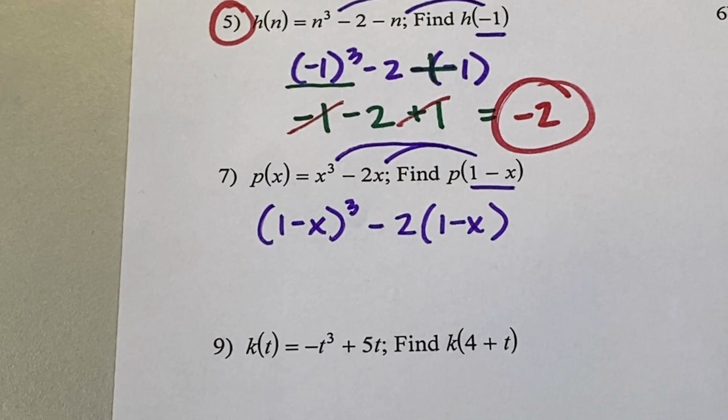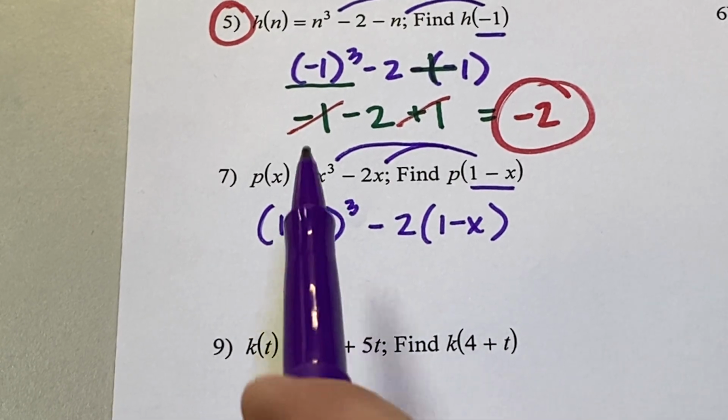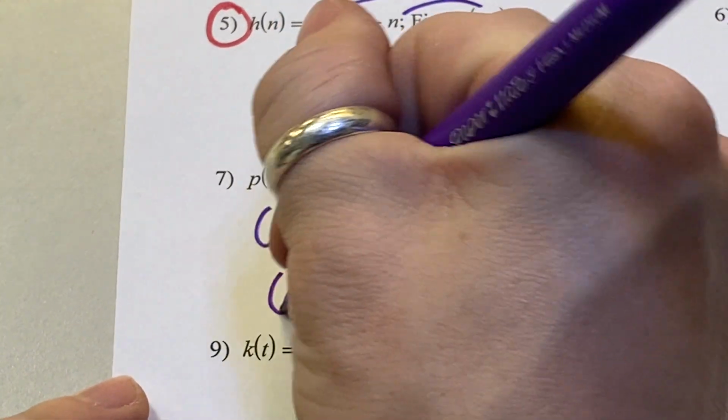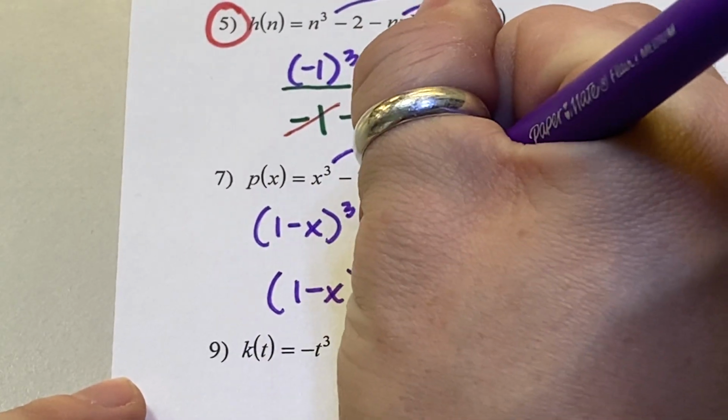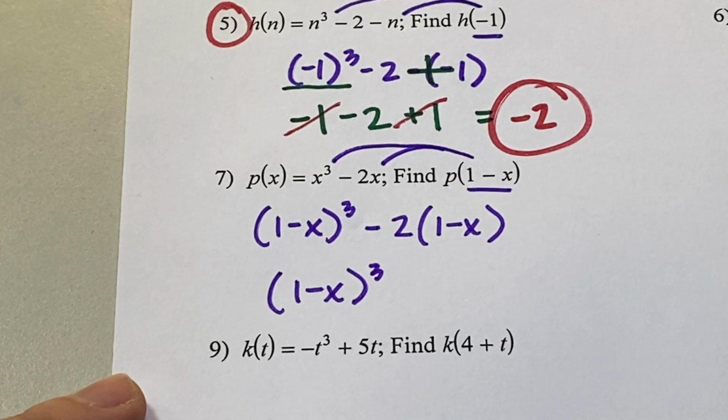Okay, and here's what I'm going to tell you guys. We could multiply this out 3 times, okay, but for the sake of time, I'm going to go ahead and just leave this as 1 minus x cubed. It's okay, we don't feel like it today, okay? That's totally fine.